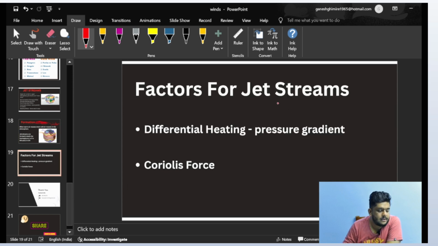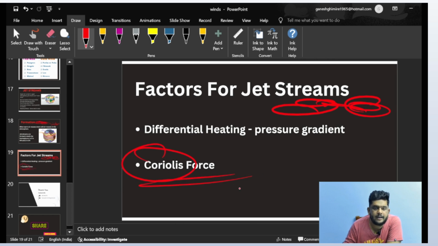And what are the factors for jet streams? What are the factors that are essential, a requirement for the formation of jet streams? First is differential heating, the pressure gradient. That means there have to be cold air masses and hot air masses. Only in that condition are jet streams formed. And also, a factor affecting jet streams is the Coriolis force. So Coriolis force is very, very important.